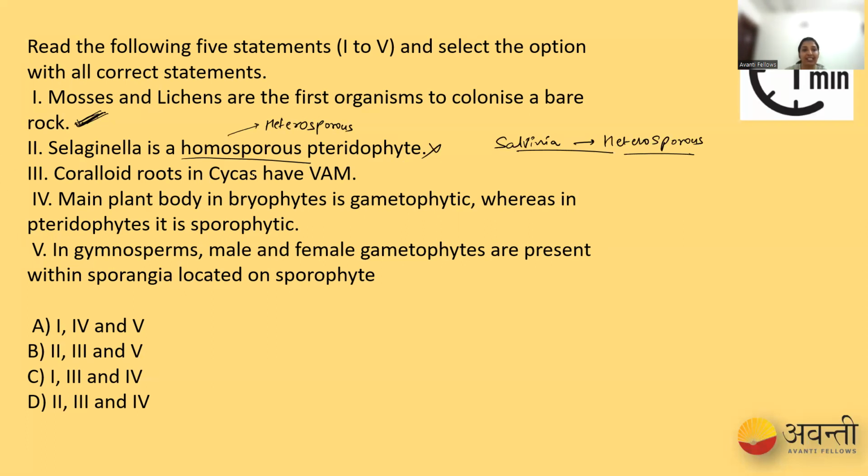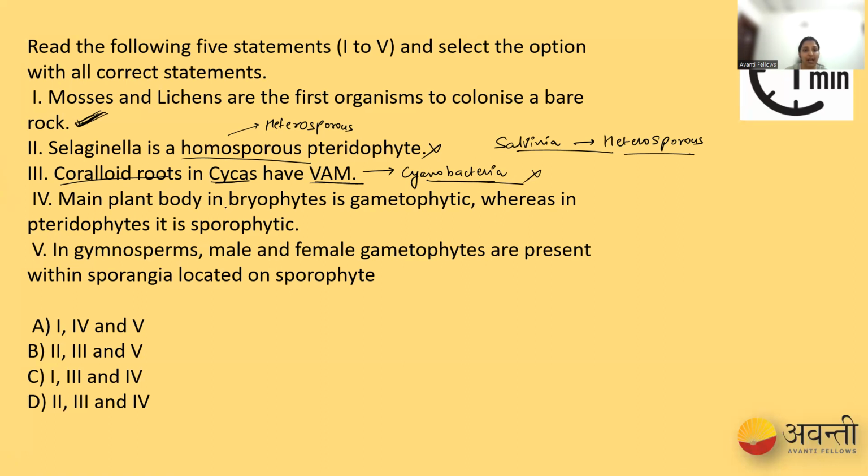Number 3 says coralloid root in Cycas has VAM. VAM is an arbuscular mycorrhiza. But the coralloid root in Cycas does not have a fungus. They have a bacteria, which is a cyanobacteria. You know that mycorrhiza is a symbiotic association between the roots of the higher plants and the fungi, right? But the coralloid roots of Cycas show this symbiotic association with these cyanobacteria. Remember this, they show the symbiotic association with the cyanobacteria, which help in nitrogen fixation, not the fungi. So this is also incorrect.